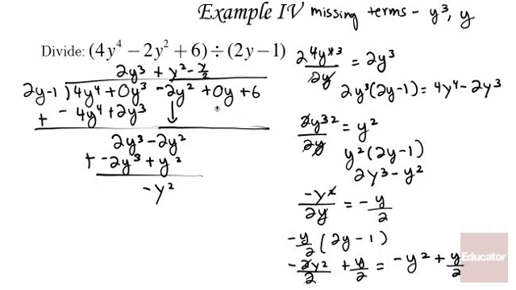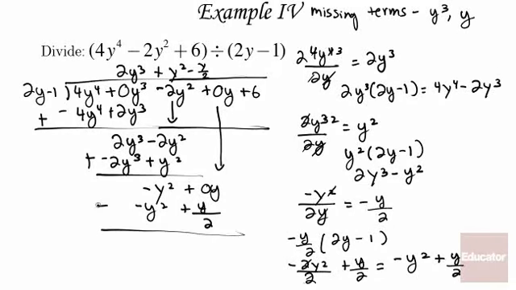Okay, so I need to go ahead and bring down this next term. So last time I subtracted, I ended up with negative y squared. Bring down the 0y. And now I have to subtract negative y squared plus y over 2. That's the same as adding the opposite. My y squareds cancel. This is just 0y, so all I have is negative y over 2. Bring down the 6. That's plus 6.